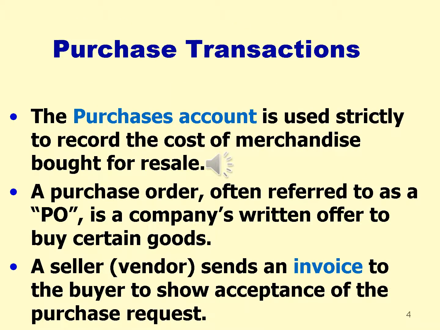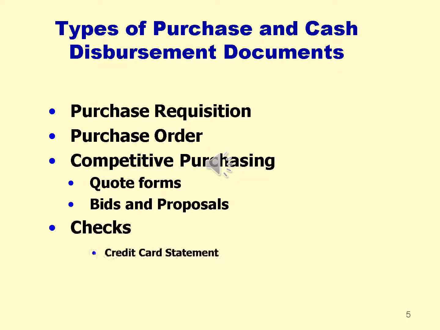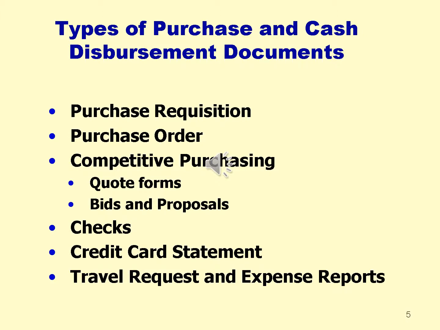The merchandising company uses the purchasing account to record the merchandise bought for resale. Purchase orders are often referred to as a PO. It is the company's written offer to buy certain goods from the vendor. The vendor then sends an invoice to the buyer to show that they accepted the purchase request and will be shipping the merchandise. Purchase orders are commonly used by all types of businesses for all kinds of expenses. Here are the common types of purchase and cash disbursements documents.